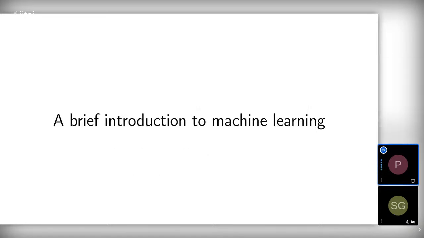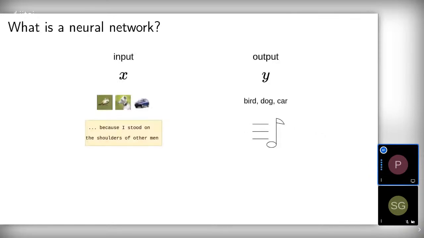Before I talk about my research, I'm going to give you a brief introduction to machine learning. So essentially, the central theme in machine learning is neural networks, and these are the tools or the vehicles with which we do machine learning. And the first question to ask is, what is a neural network?